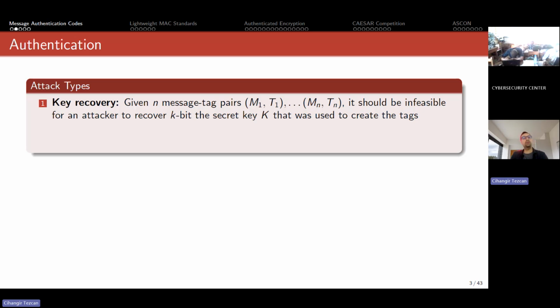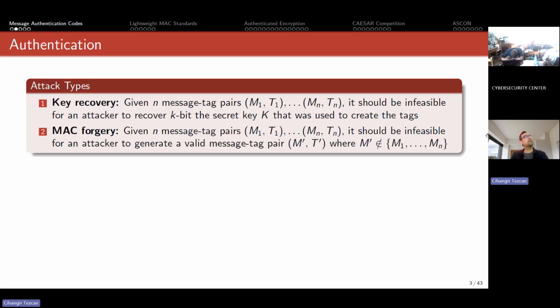But in this context, the attacker can do something else, which is called forgery. So we call it MAC forgery. MAC is short for message authentication code. So in cryptography, MAC always refers to this, but in networks, we use MAC for something else, like media access control. So this is not to be confused with that.